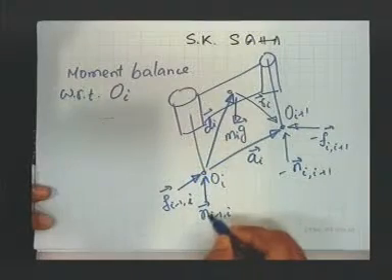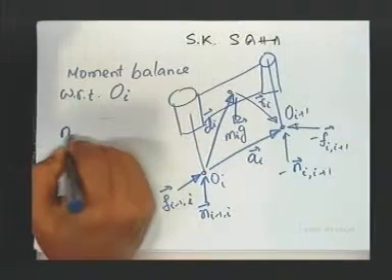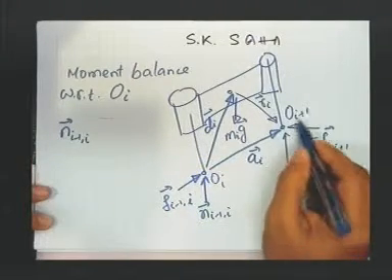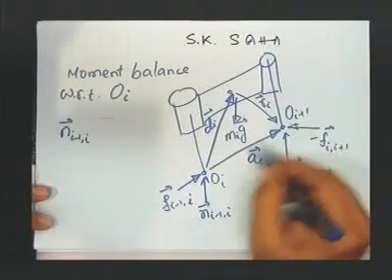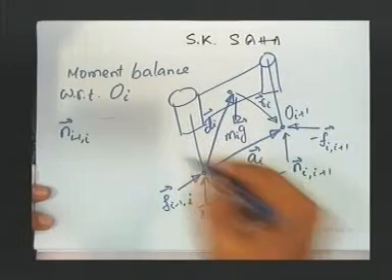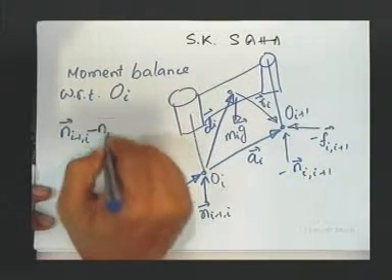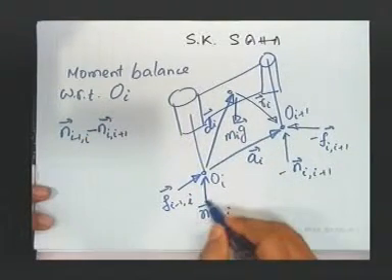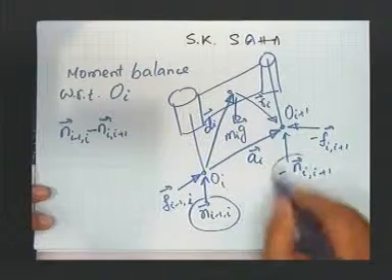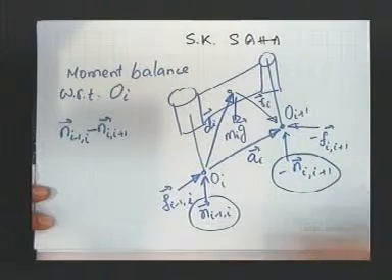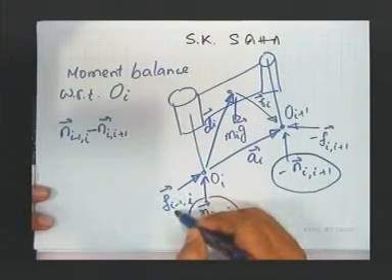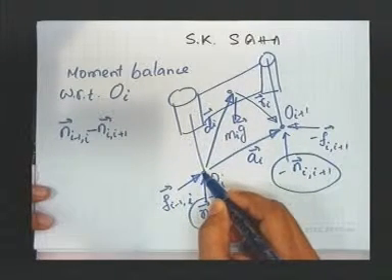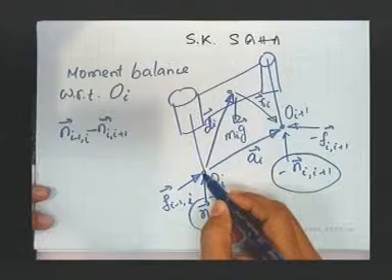So, I am writing first n(i-1,i), then whatever moment is applied here, throughout this body anywhere will be the same moment. That is the reason I wrote this one. So this is taken care of, this is taken care of. Now, the force f(i-1,i) is acting at this point, so it will not cause any moment.